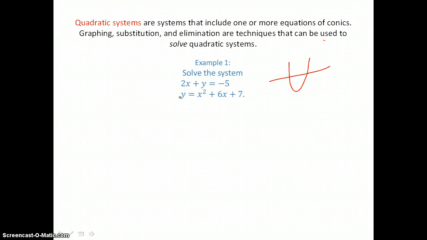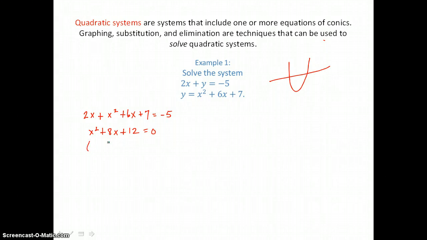We can use substitution to solve the system because y is alone in the second equation. So we can substitute in for y in that first equation. So in for y we'll put x squared plus 6x plus 7. And then we'll get this equation in standard form. It's quadratic. So we have x squared, we have 2x plus 6x, that's 8x. And we're adding 5 from the other side, so 7 plus 5 is 12. We have 0 on the right.